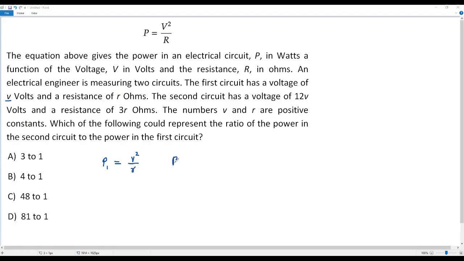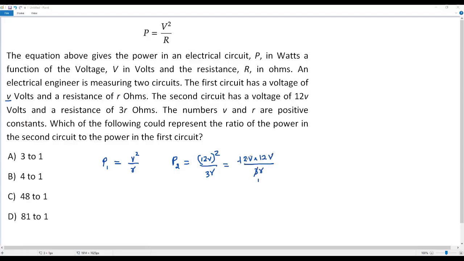Okay, now let's get the power in the second circuit, that is P2, and we have the voltage in the second circuit, that is 12V, and the resistance that is 3R. We have to plug in this 12V for this capital V and this 3R for capital R. Then I'm getting (12V) the whole square divided by 3R. We can write this (12V) the whole square as 12V times 12V divided by 3R.